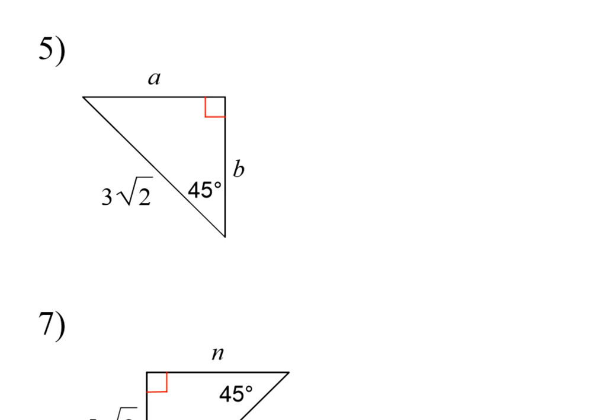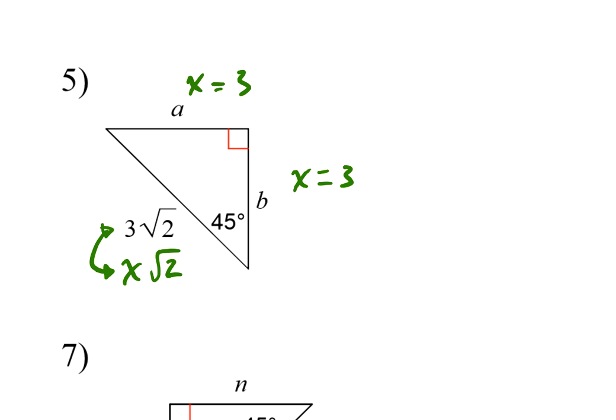In number 5, we have a 45, 45, 90. Again, if the legs are x units long, the hypotenuse is x times the square root of 2, which makes this pretty easy to figure out what x has to be. If x times the square root of 2 is equal to 3 times the square root of 2, that means that x has to equal 3. So in number 5, x is 3. And that means, of course, that both A would be 3 units long and B would be 3 units long.